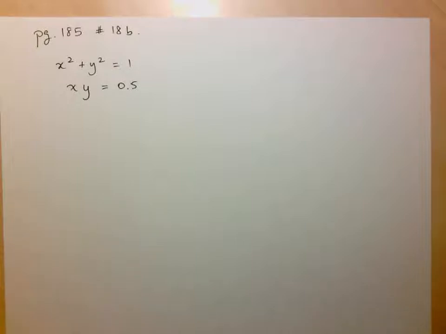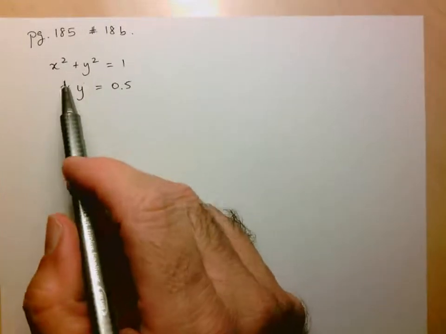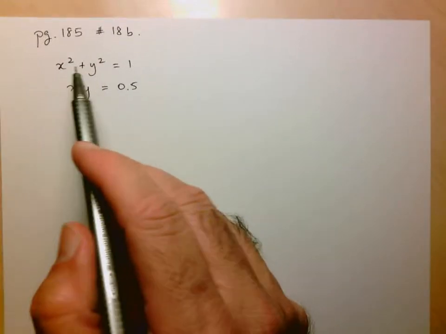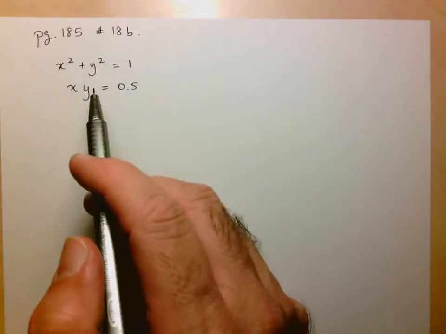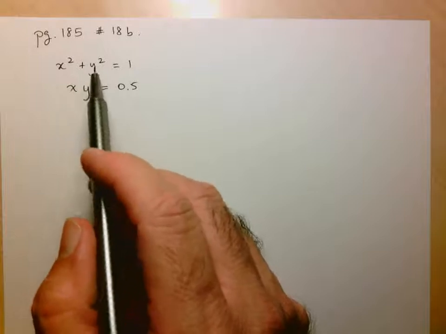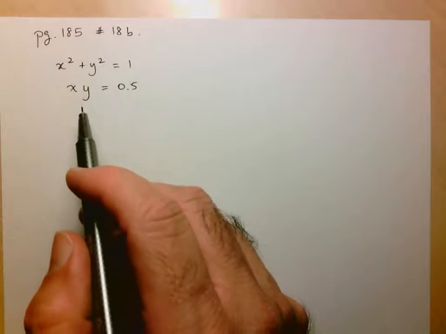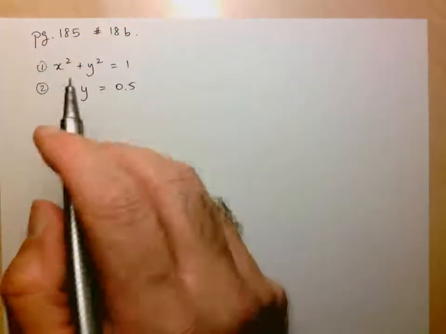Hi folks, we're going to take a look at the solution to number 18b on page 185. Here they ask us to solve this system of equations. We see two equations, two unknowns, and we also notice that these are not linear equations. Hopefully one of our methods from the past will help out.